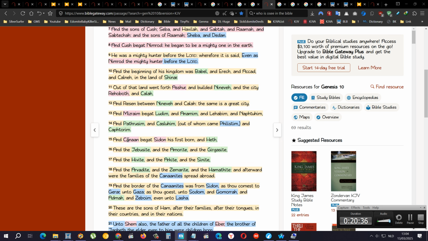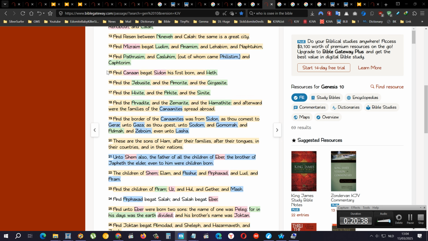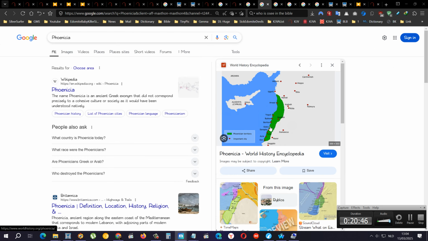Genesis chapter 10 verse 15: "And Canaan begat Sidon, his firstborn, and Heth." So Sidon is a Canaanite. And here you have the city of Sidon in the land of Canaan. And then you had Tyre, which is the sister city to Sidon. And here, of course, is Lebanon. But there you had the Canaanites also.